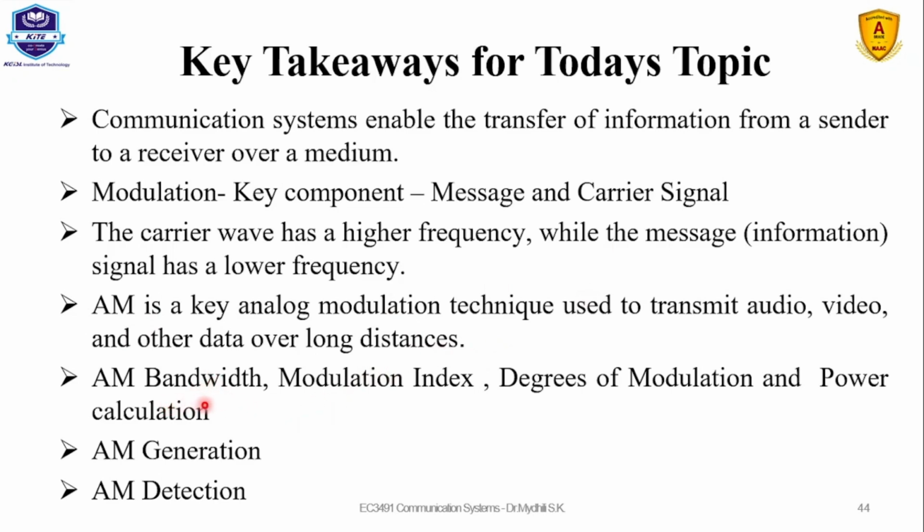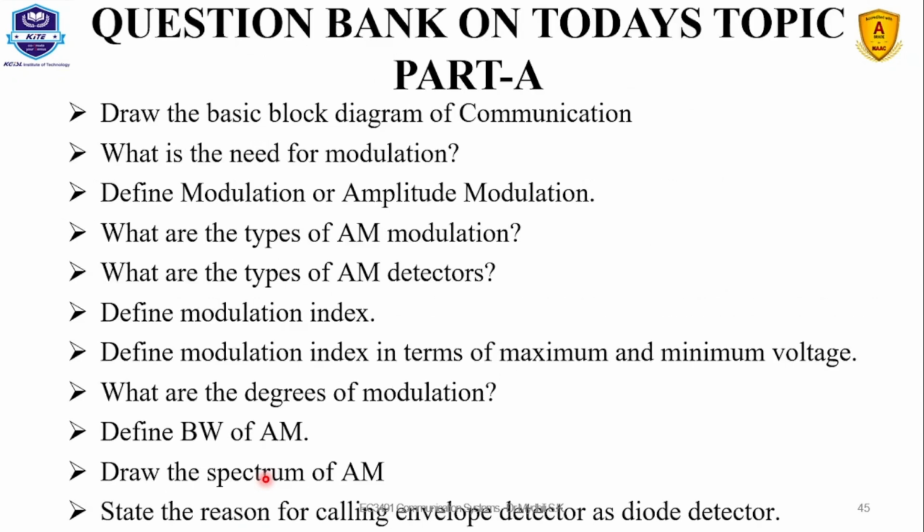Next, we have studied the AM bandwidth and modulation index in terms of V max and V min, with respect to VM and V min also. Next, degrees of modulation and power calculation. Finally, I touched on AM generation techniques. Two techniques are explained with respect to square law and switching modulator, and AM detection or demodulation. Again, two methods, square law detection and envelope detection, are explained here.